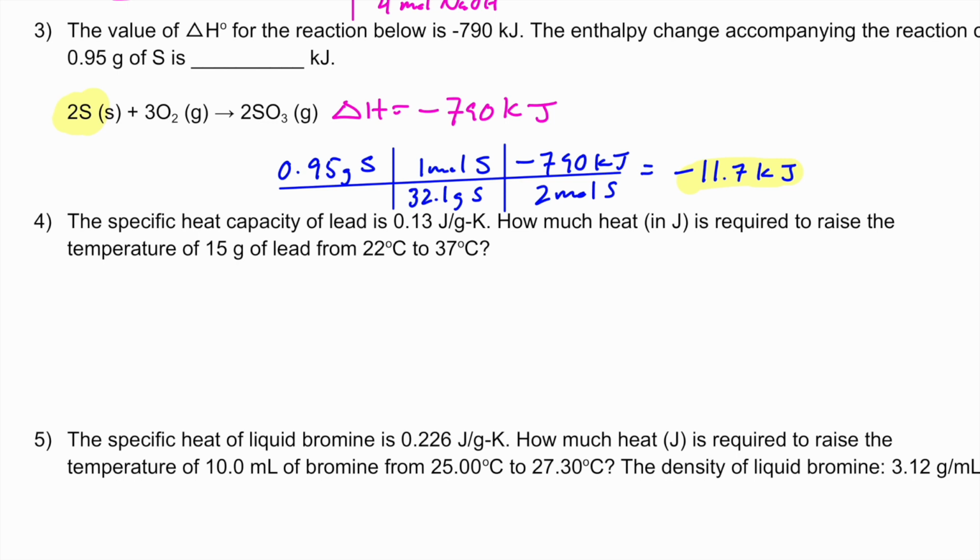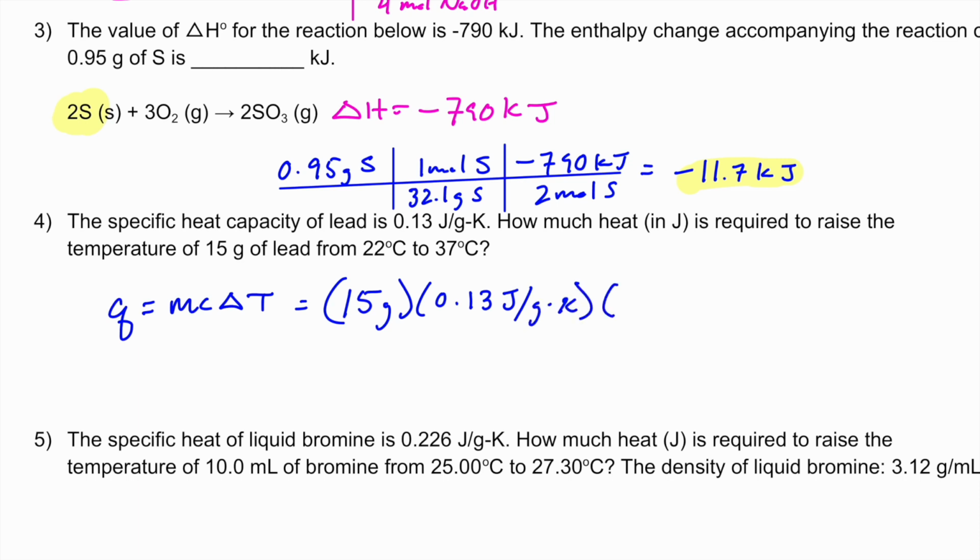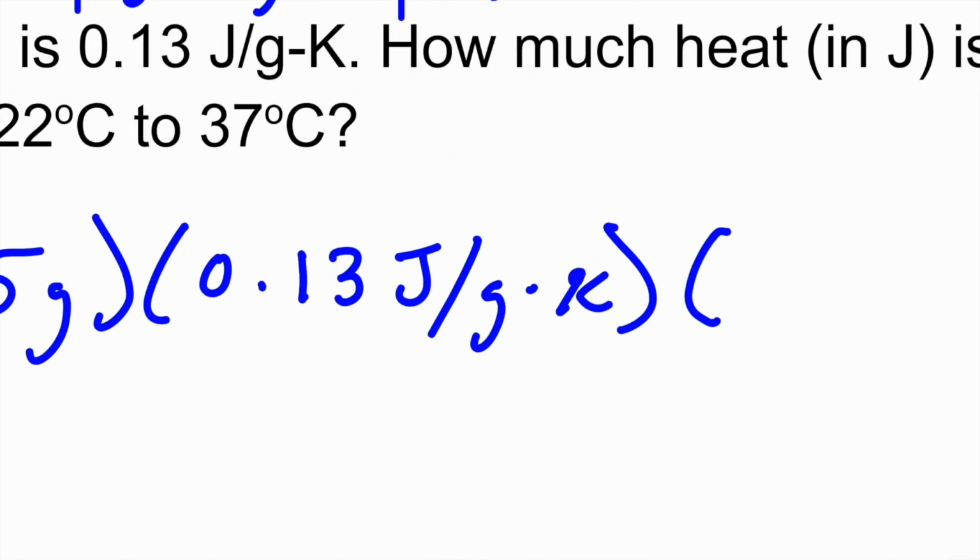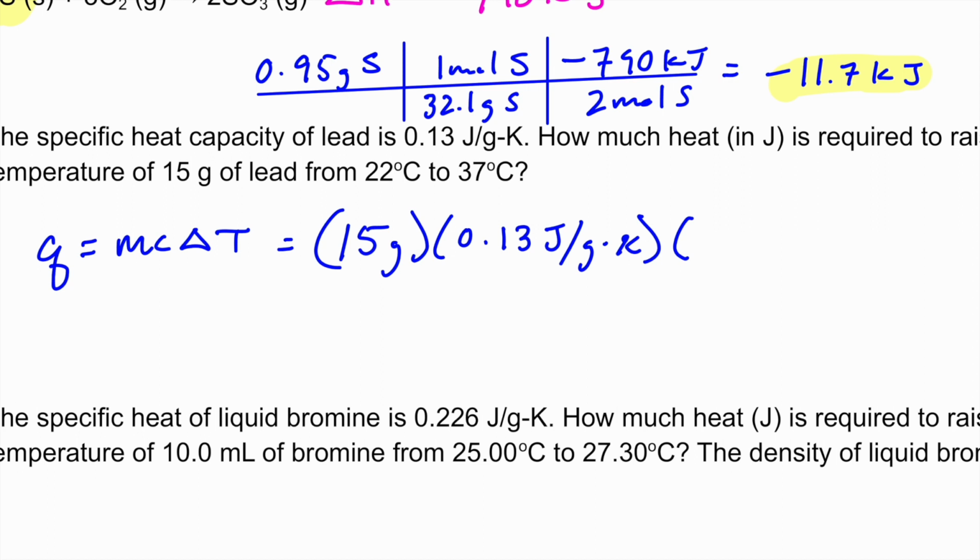The specific heat capacity of lead is 0.13 joules per gram Kelvin. How much heat in joules is required to raise the temperature of 15 grams of lead from 22 to 37? I hope this is screaming MCAT. Right, this one is a slam dunk. It is saying I have 15 grams of lead. It is saying that I have a specific heat capacity of 0.13, which is very small. We learned though metals have very small specific heat capacities because, reminder, it takes this much energy, 0.13 joules, to raise 1 gram 1 degree. So it doesn't take a lot because it's a metal.